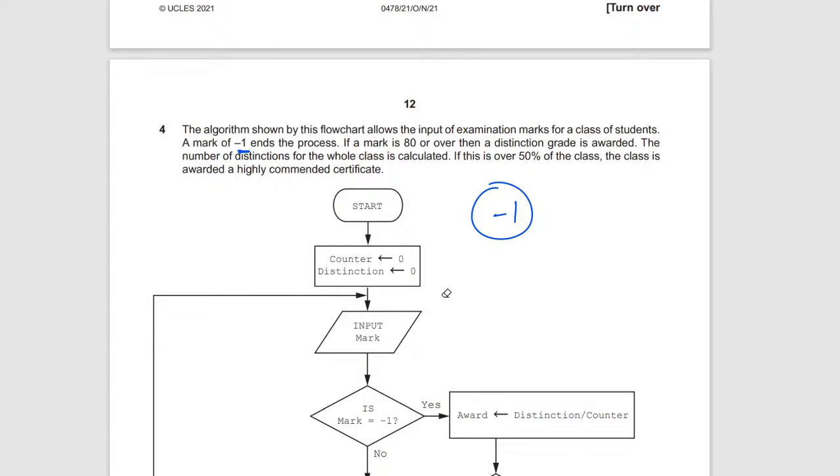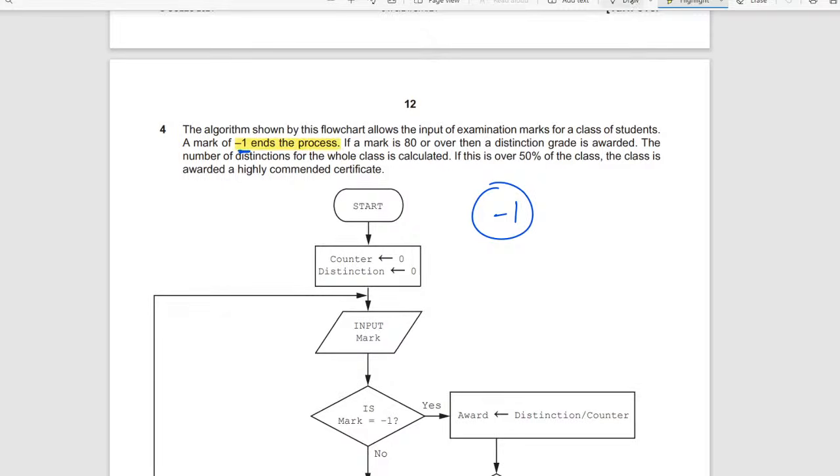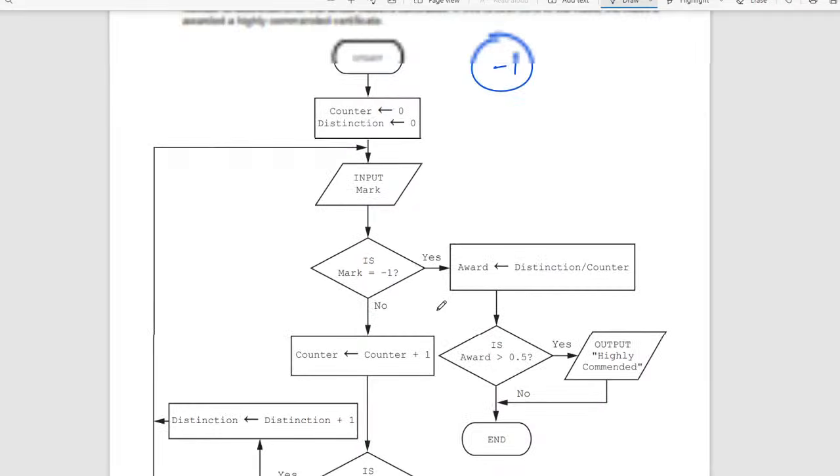Yeah, exactly. So let's begin. Okay, so this information is very important here, that -1 ends the process. If the mark is over 80, the distinction grade is awarded, and the number of distinctions for the whole class is calculated. If this is over 50% of the class, then the class is awarded a highly commended certificate. So this is just some additional information that you're supposed to know.